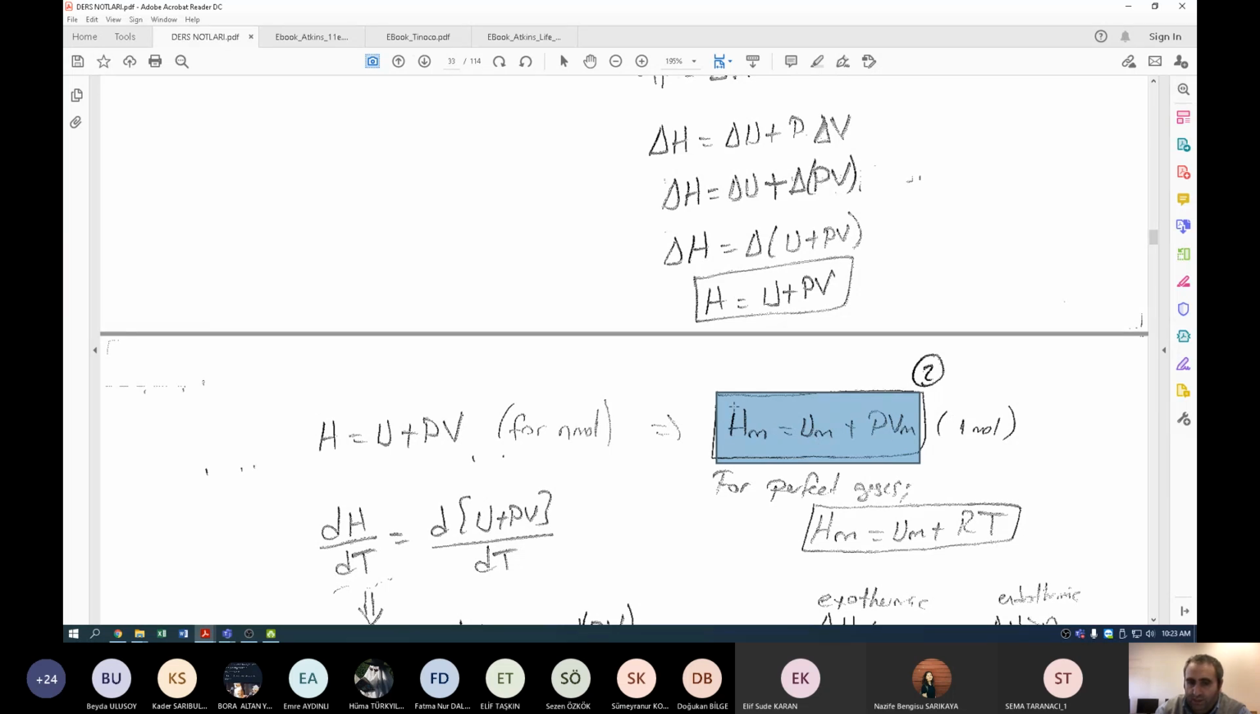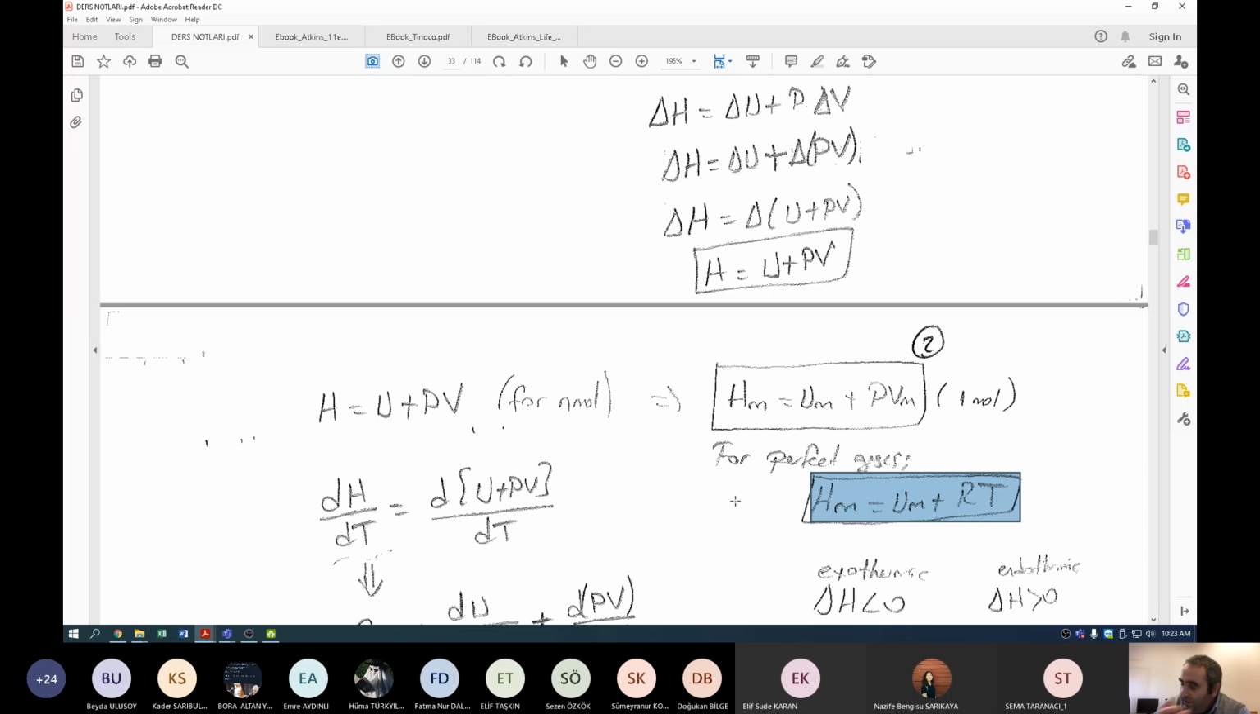Okay, so Hm is equal to Um plus PVm. Since PVm is actually RT in the perfect gas case, we can easily write this formula for ideal gases. Okay, so let's look at the nature of this new physical quantity, enthalpy.